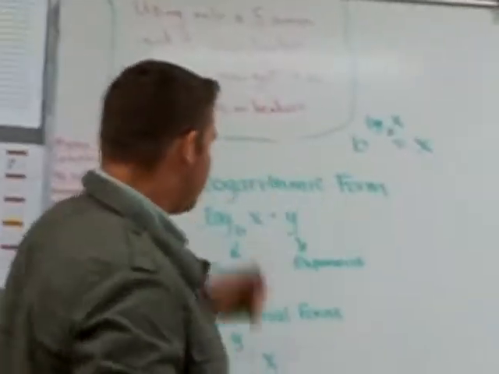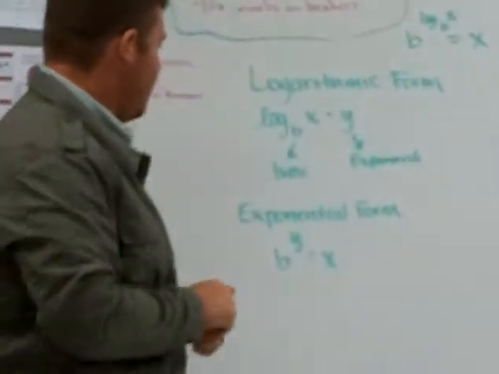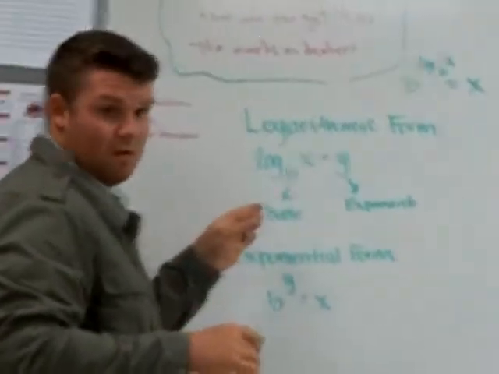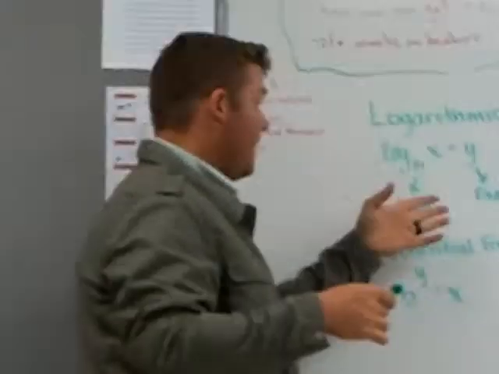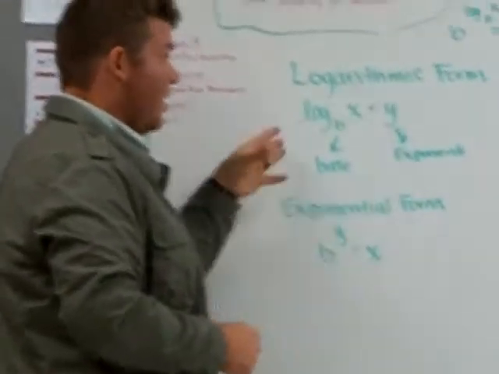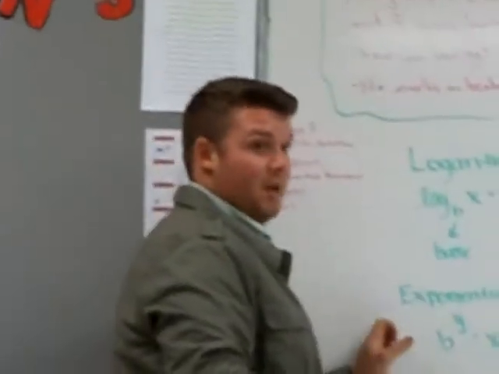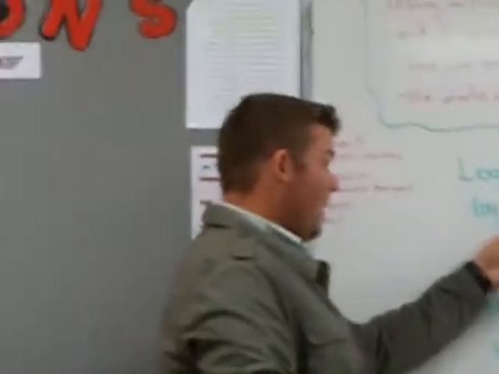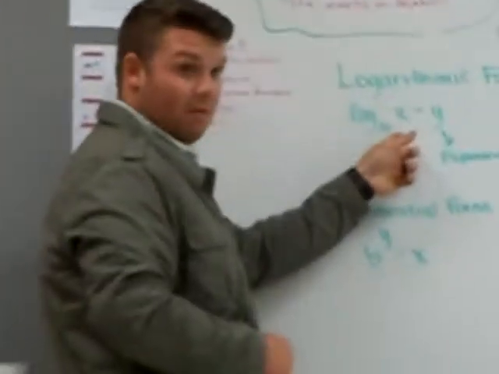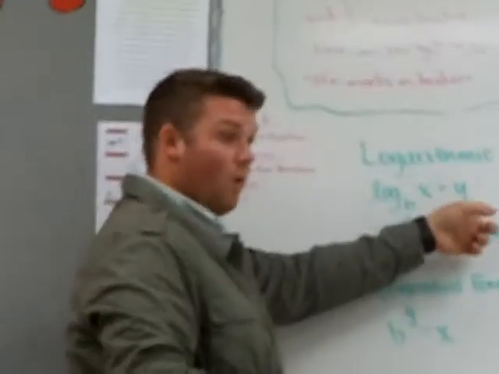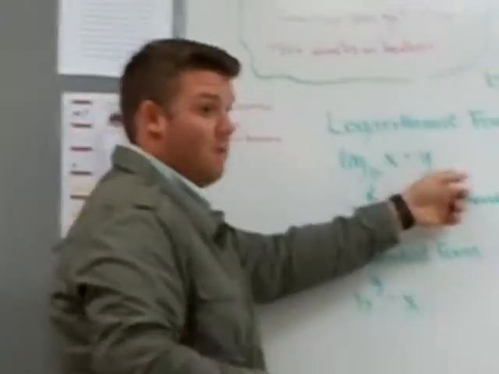Alright, so here's basically what we're saying. If you have the log of some base b of x, that equals your y. If I was going to take this logarithmic form and put it in exponential form, I'm going to take whatever base that is, b, raise it to whatever exponent this is, y, and that equals this x.